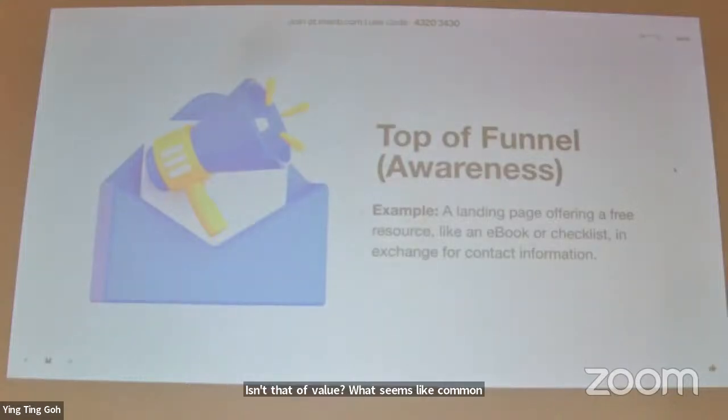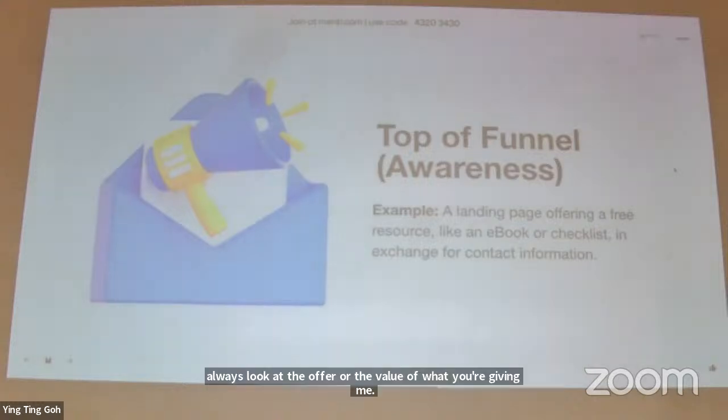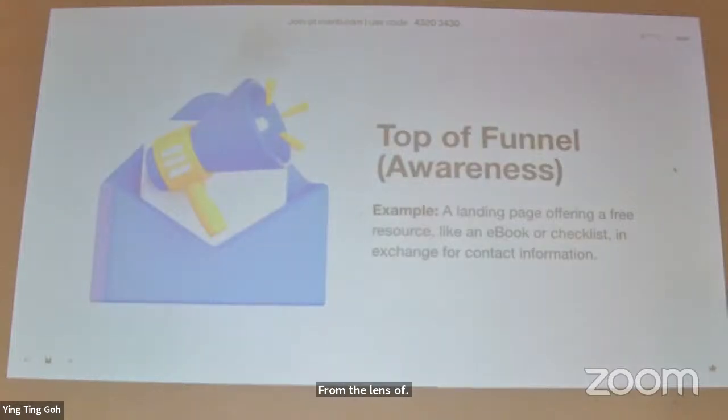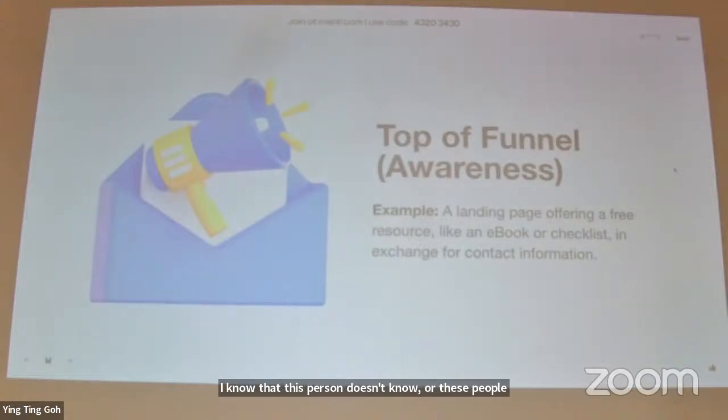So always look at the offer or the value of what you're giving away from the lens of who is going to receive it. Is this going to be of value to them? And for us, sometimes it comes very easy to create this content. Don't overcomplicate it. Just think about what it is that I know that this person doesn't know, or these people don't have that insight. They want to step into my mind, or my organization, how we view things, our philosophy of navigating this, or our view of this industry or market or this process. How can we give them this value?